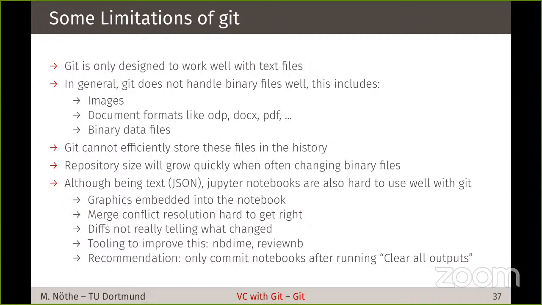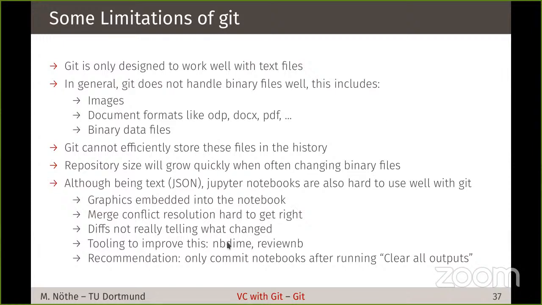They are a bit hard to use with Git. For example, if you plot using matplotlib, there will be graphics just embedded into the notebook. The merge conflict resolution can be very hard to do. The diffs are not really what we would like to see because you see all this additional JSON syntax, which you might not be used to. But there's tooling to improve this.